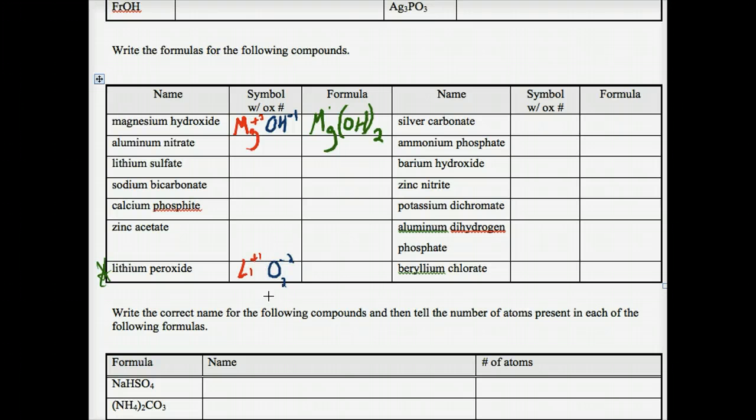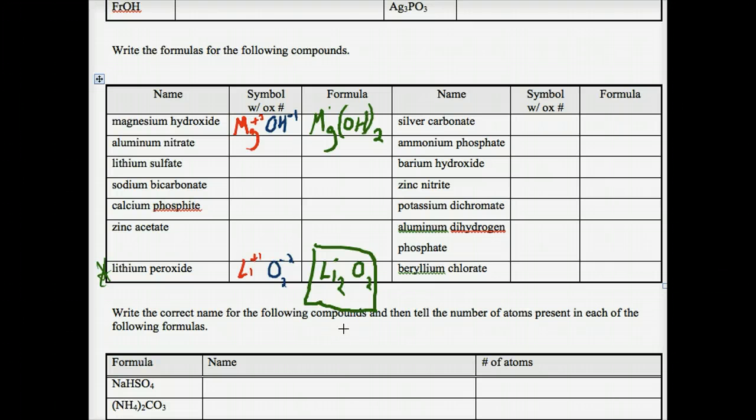Okay, I want you to slow down and think about peroxide, O2 -2. That means each oxygen is -1. It's a little bizarre. Where's my lowest common multiple? Well, I have a +1 and a -2, so I'm going to meet at 2. My O2 is already at 2, and my lithium, I'm going to need 2 lithiums to compensate. And that is my final answer.